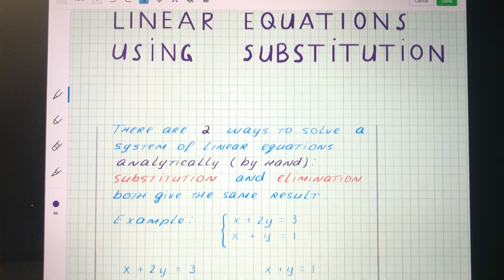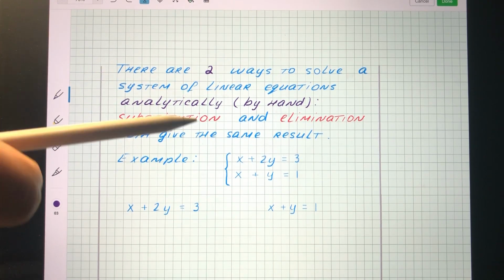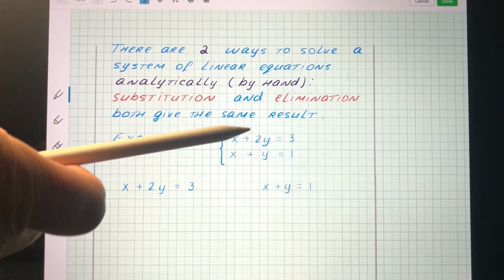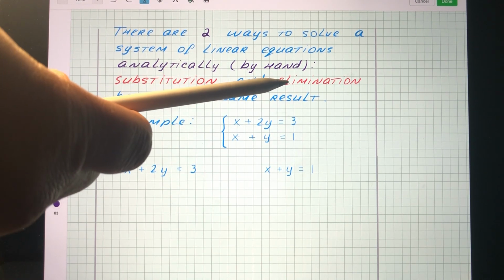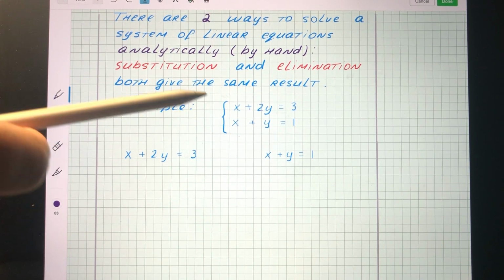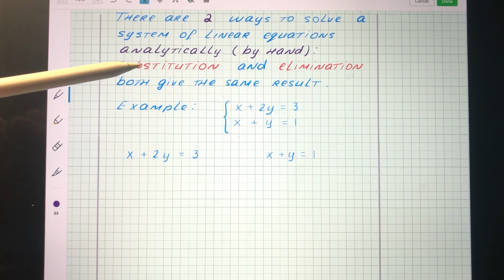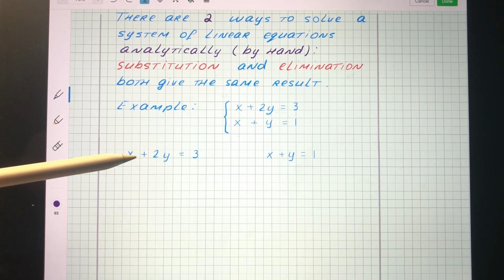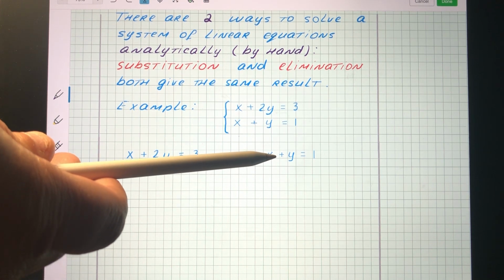In this video, we will learn how to use substitution, and in a different video, we will solve exactly the same system using the elimination method to show that both methods give exactly the same result. So here is a system, and let's solve it using substitution. Substitution method means that we solve one of the equations for either x or y, and then we substitute that answer into the second equation.